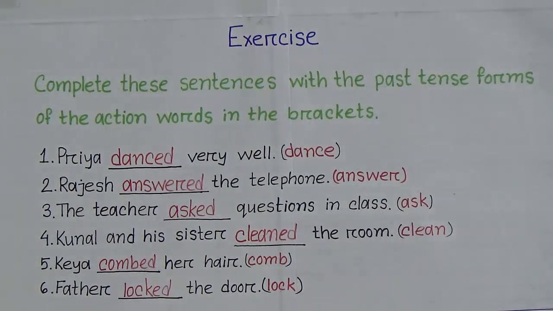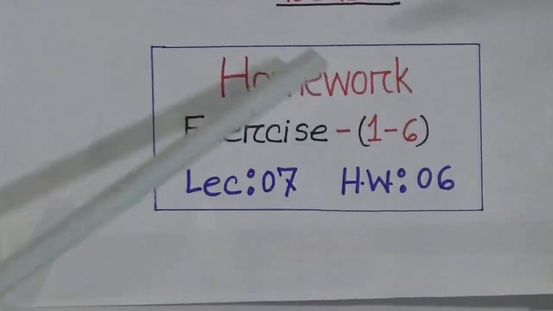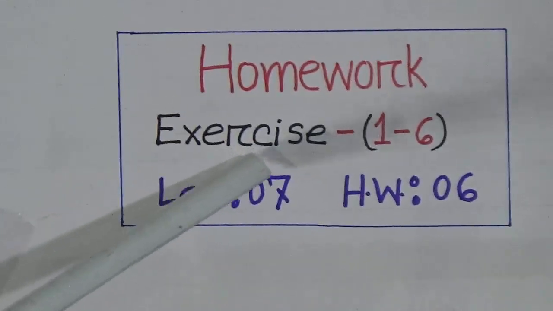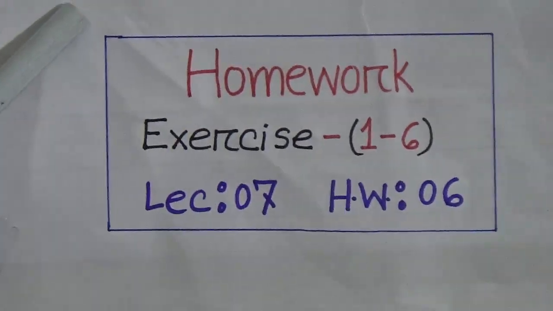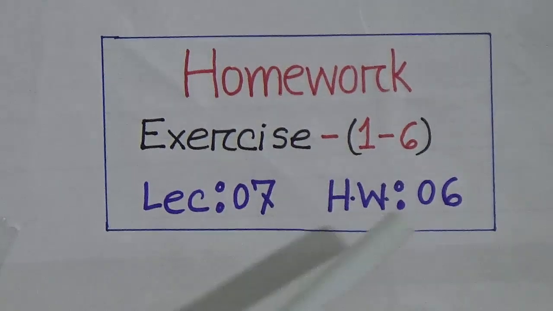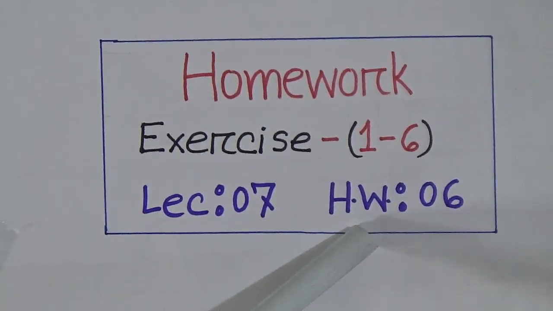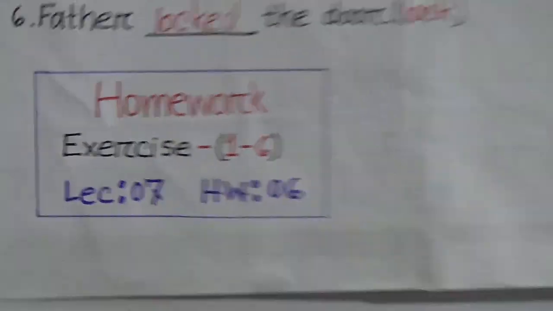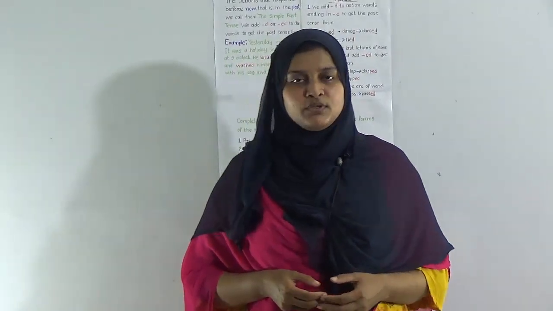Students, I have given your homework. Your homework will be exercise 1 to 6. I am repeating again. Your homework will be exercise 1 to 6. And don't forget to write the lecture number and SW number at the top corner of your copy. Students, do your homework in your SW copy.